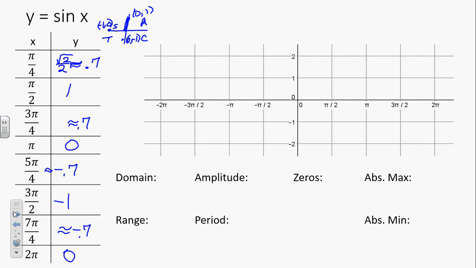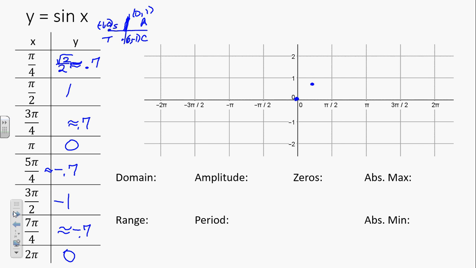Okay? So when we're plotting this, remember 2 pi is the same as 0, right? So at 0, we're at 0. Okay? At pi over 4, which is halfway between 0 and pi over 2, we're going to be 0.7 up. Okay, so we'll move 0.7.